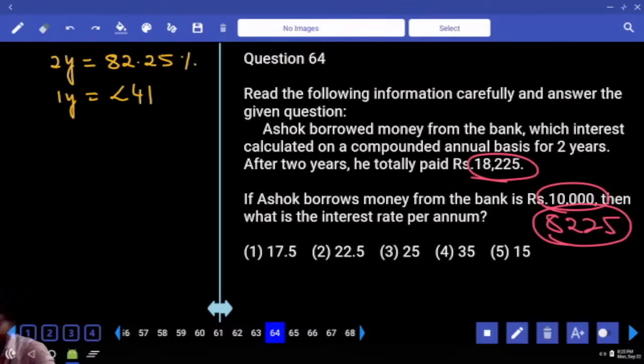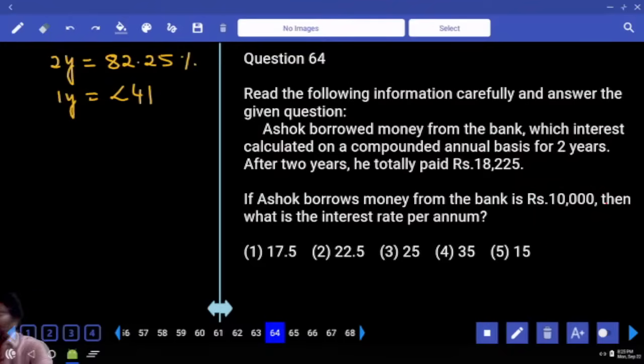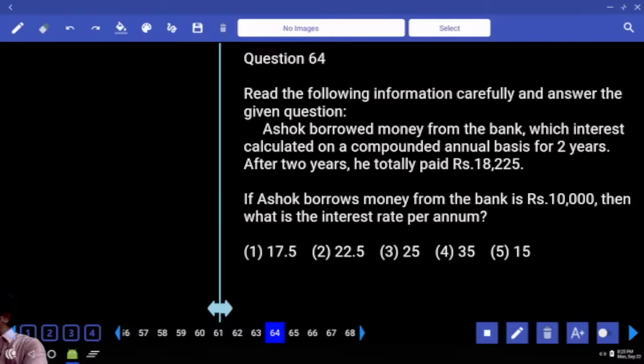Am I right? Go to options. All the options are less than 41, but the answer should be close to it. Even if you have any doubt, I'll tell you.